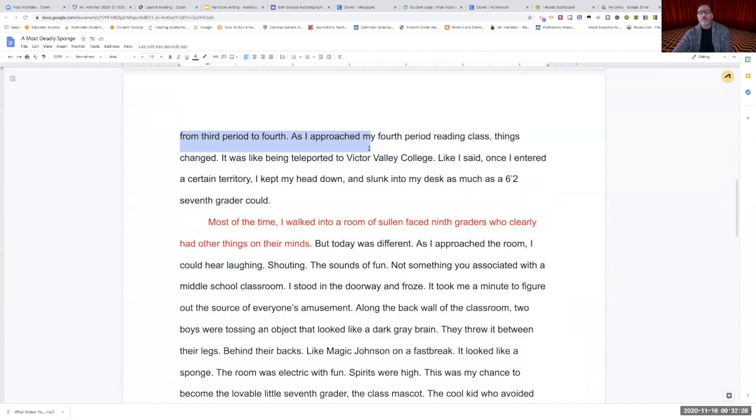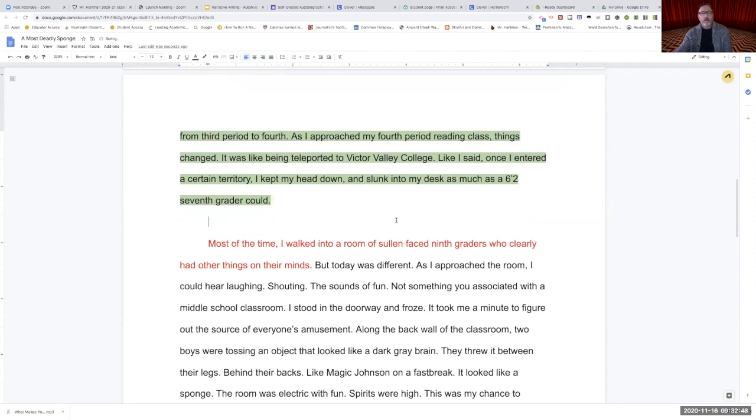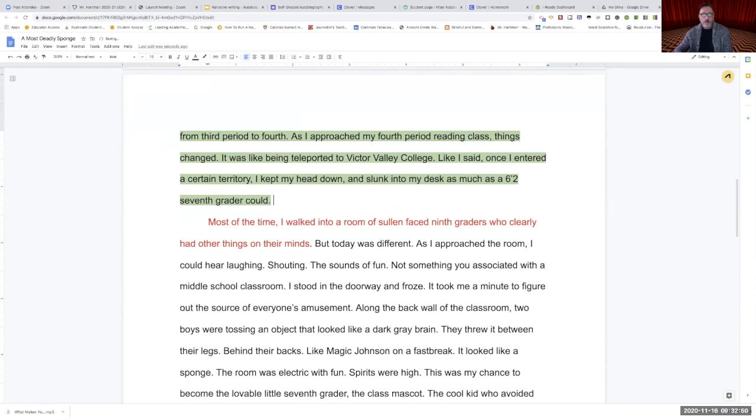As I approached my 4th period reading class, things changed. It was like being teleported to Victor Valley College. Like I said, once I entered a certain territory, I kept my head down and sunk into my desk as much as a 6'2", 7th grader could. So again, pretty much all feelings or emotions. There's the anxiety, there's the fear of going into this classroom.